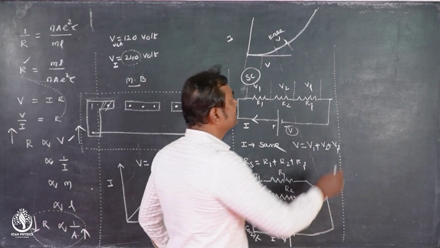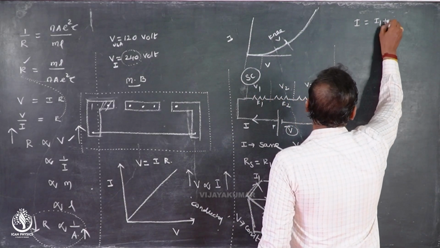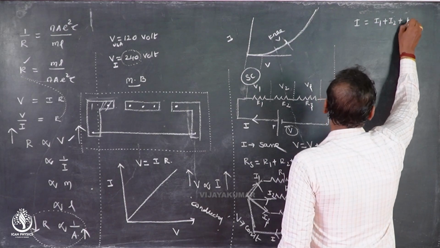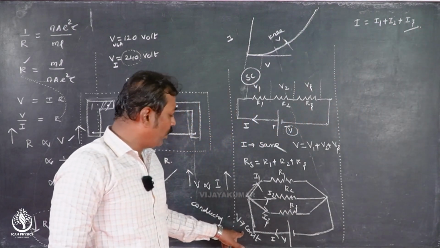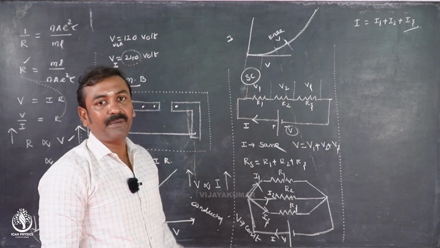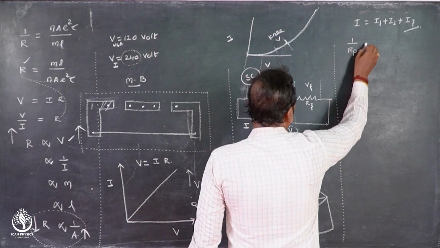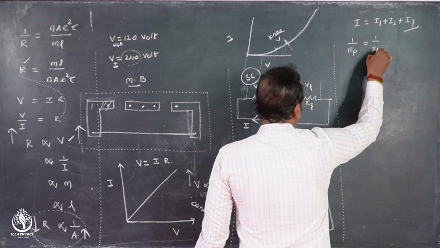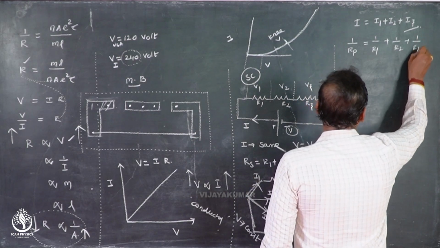So in this case, the current will differ. I equal to I1 plus I2 plus I3. Okay. So here the voltage is constant, but the current will be different. But what about the effective resistance? That is 1 by Rp equal to 1 by R1 plus 1 by R2 plus 1 by R3.